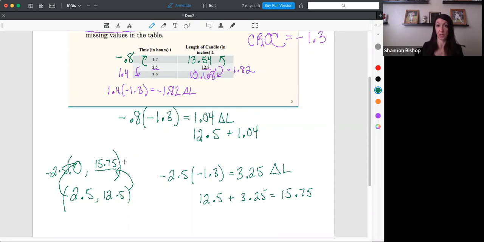We know the rate of change, or the CROC, is negative 1.3. We know the vertical intercept is 15.75. And so now you could write L of t equals negative 1.3t plus 15.75. So the strategy is always the same. You look at your change in your input first, multiply that by the rate to figure out how much the outputs change, and then just add that on to your reference value.